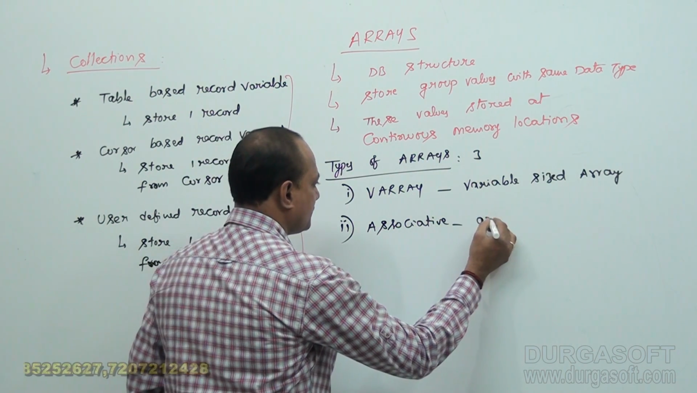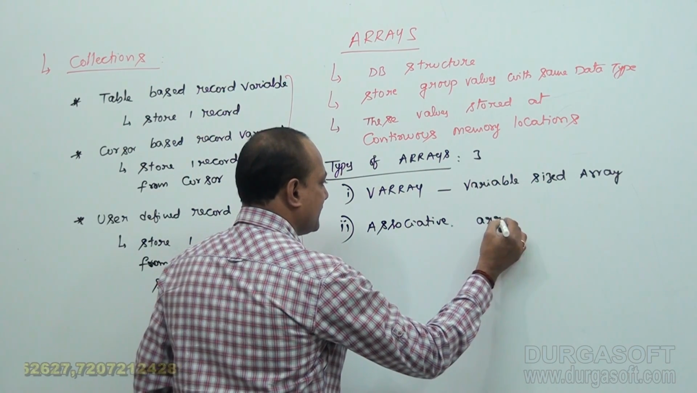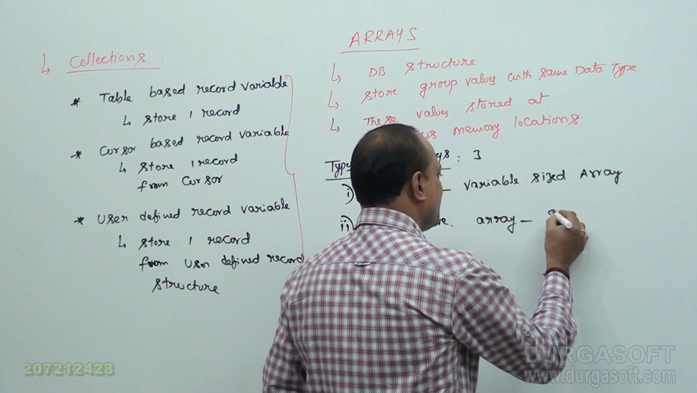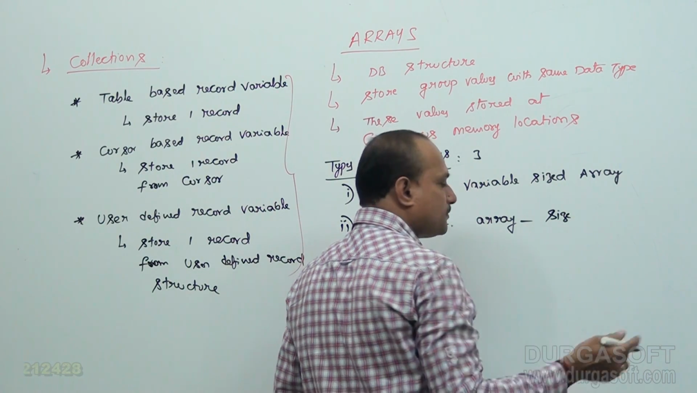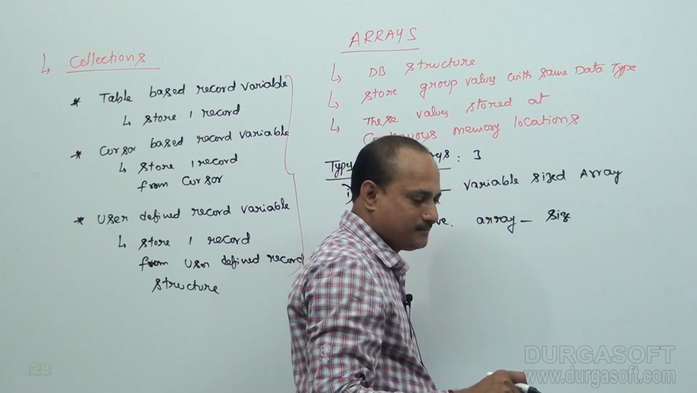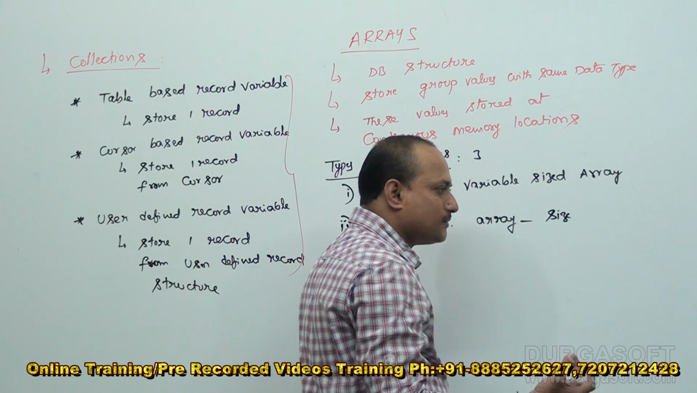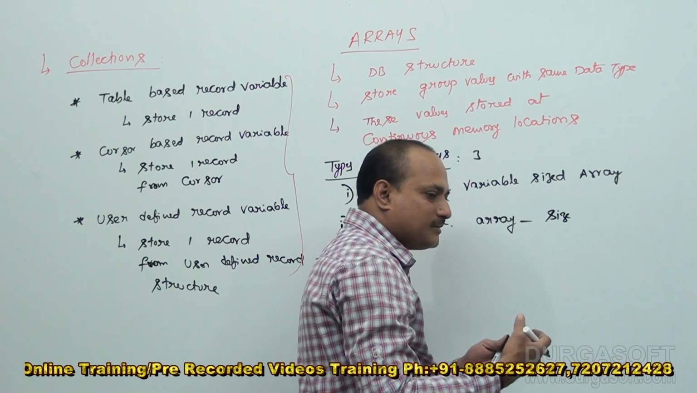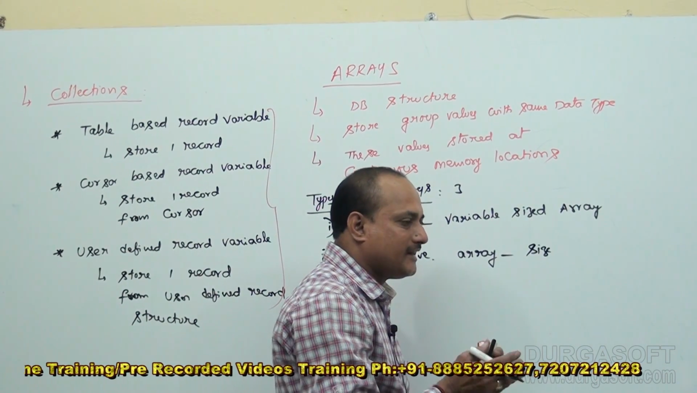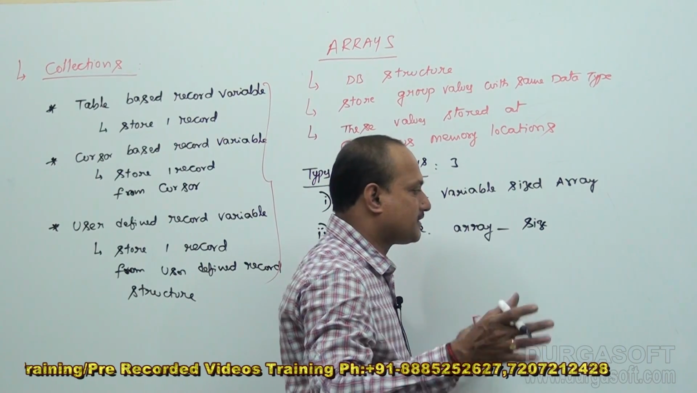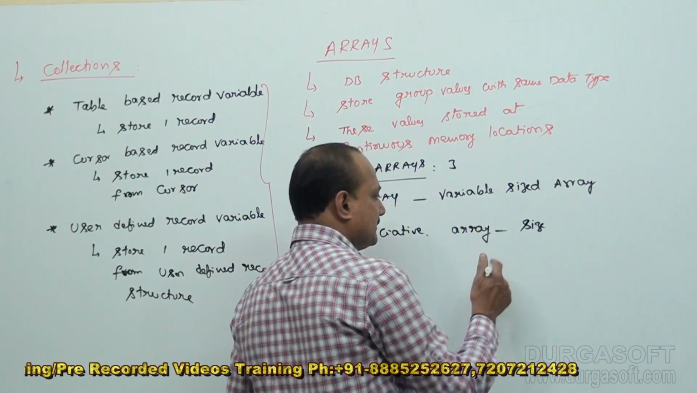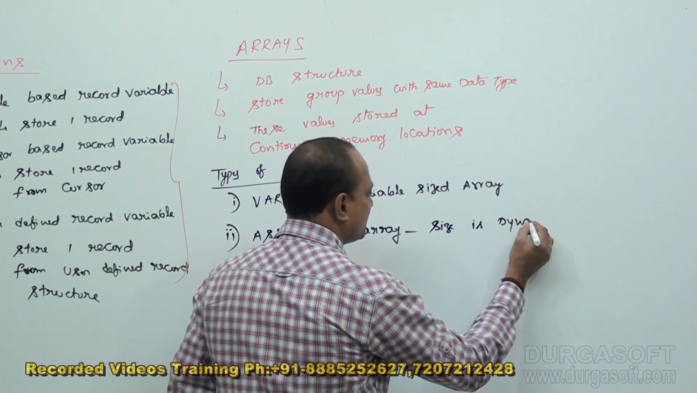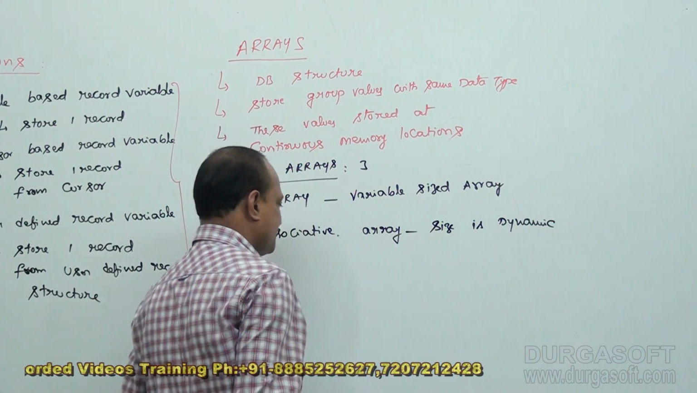Associative array. What is associative array? Here size is dynamic. We don't know how many number of values we are getting online. We don't know how many number of values you are getting from front-end applications. How many number of values are coming, that many number of values I want to store at continuous memory locations. Then we will use associative array. Here size is dynamic, don't specify any size.